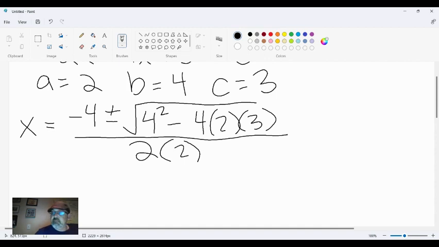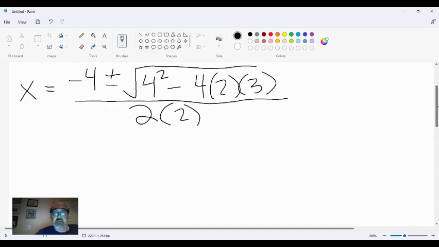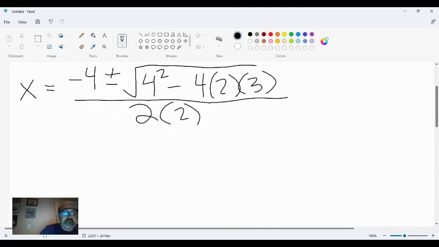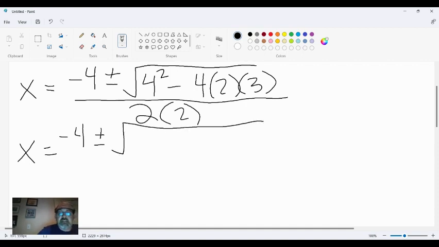So let's try to simplify this a little bit more for us. We get something that looks a little bit nicer. So we get x is equal to 4 plus or minus the square root of 16 minus 8 times 3 is 24, minus 24. And that's going to be all over 4. Let's keep on going.